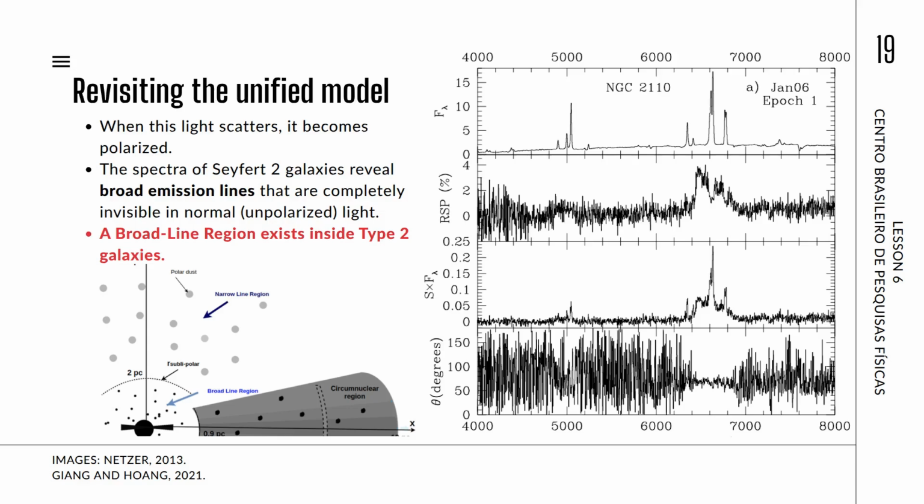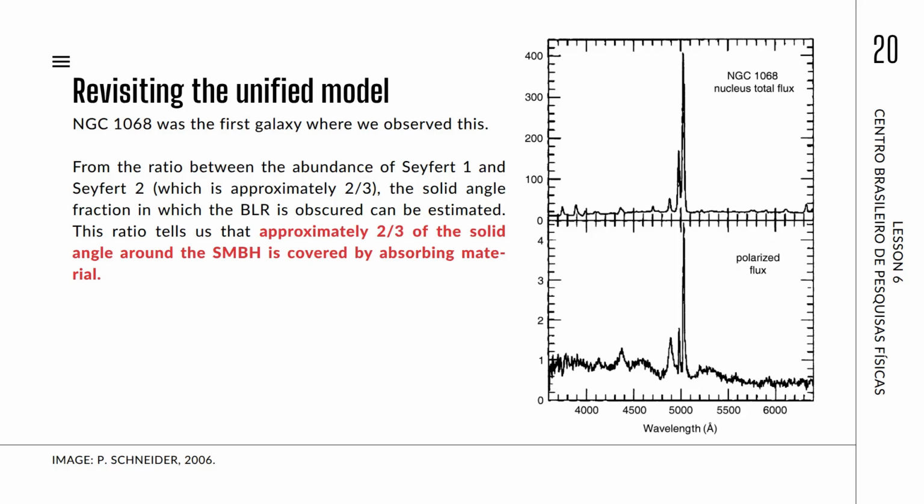Alright, the spectra of Seyfert-2 galaxies reveal broad emission lines. Remember, Seyfert-2 has only narrow lines. If you do it with spectropolarimetry, then you find these broad emission lines that are completely invisible in normal unpolarized light. Which means that a broad line region exists inside type 2 galaxies.